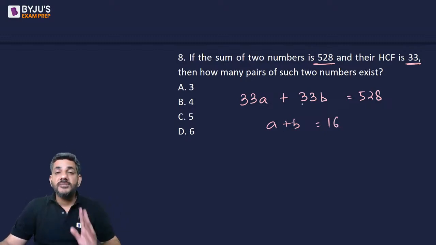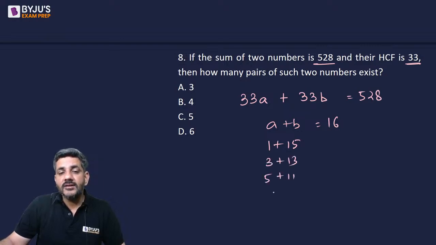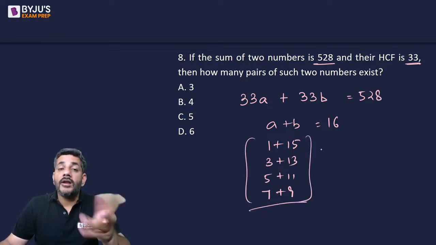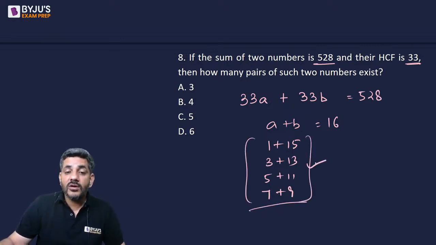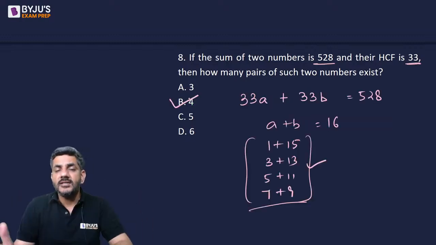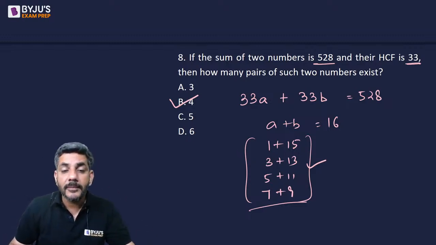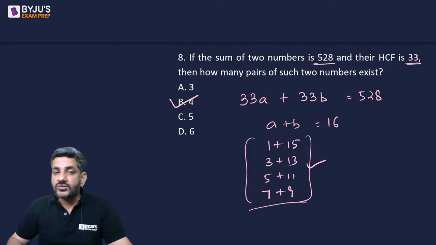अब दो नंबर्स का सम 16 है और A, B में कुछ कॉमन नहीं है, तो क्या क्या हो सकते हैं? 1 and 15, 3 and 13, 5 and 11, 7 and 9. That's it. बाकी रिवर्स नहीं करोगे क्योंकि ऑर्डर्ड पेयर्स नहीं है. So ultimately only 4 pairs exist. So you can say the numbers are 33 into 1 and 33 into 15, 33 into 3 and 33 into 13, and so on, 4 pairs exist. This was the easiest of the day.